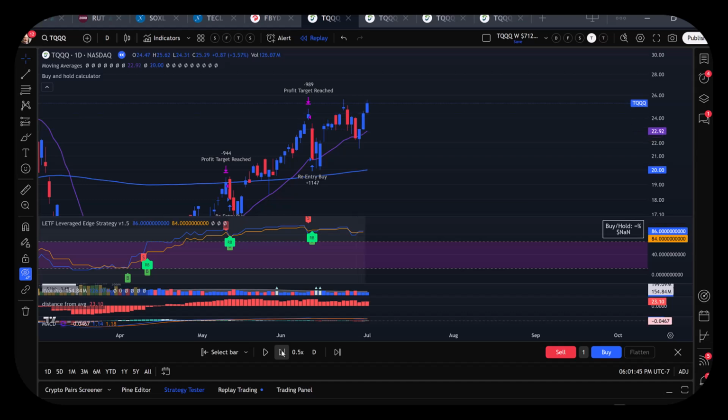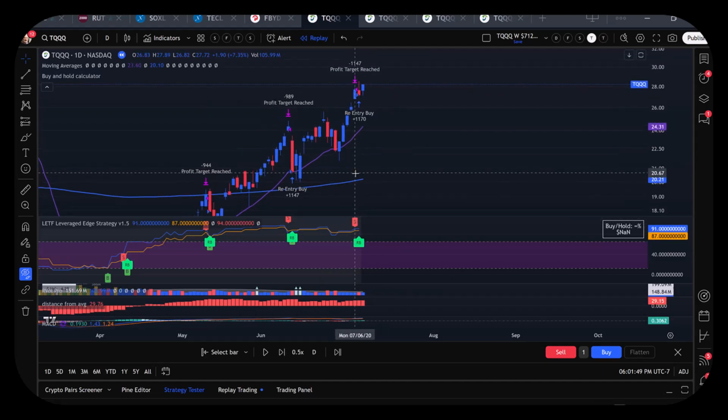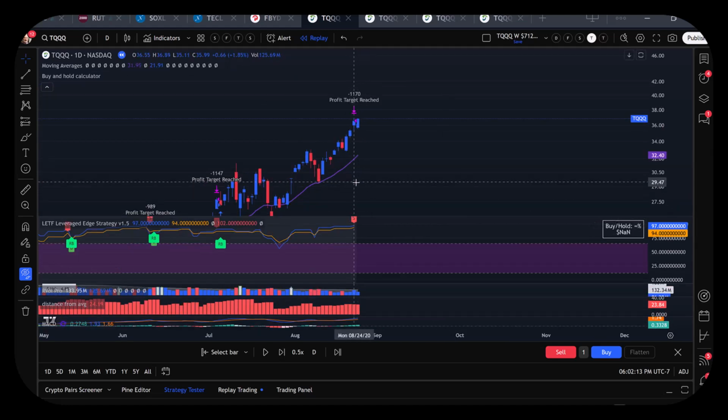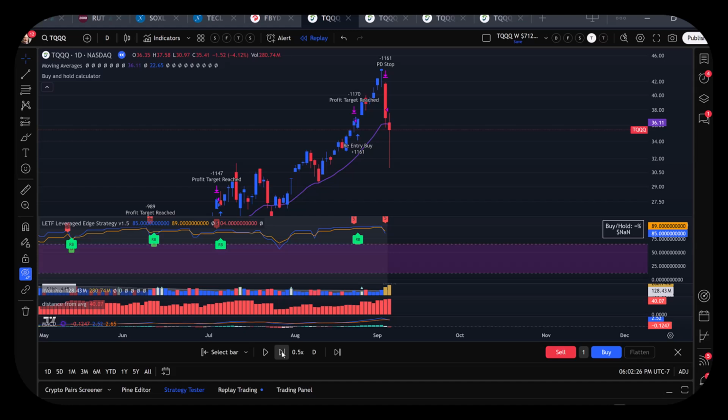We keep going and we reach another profit target. I think that's our fourth, and a rebuy, re-enter the trade. And I think that's our fifth one, profit target in a row. That was a huge year, 2020. And we rebought the next day. We're back in it. We get stopped out right here.